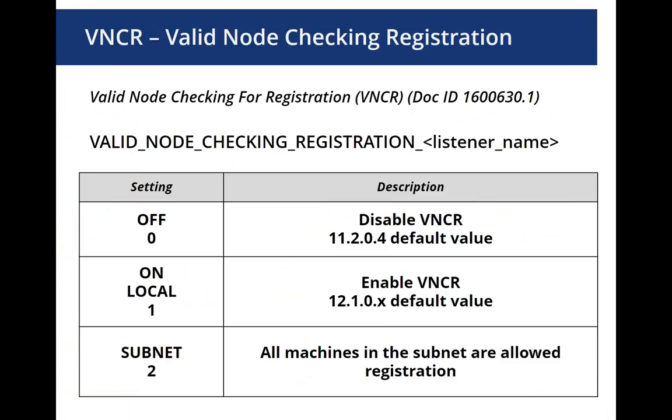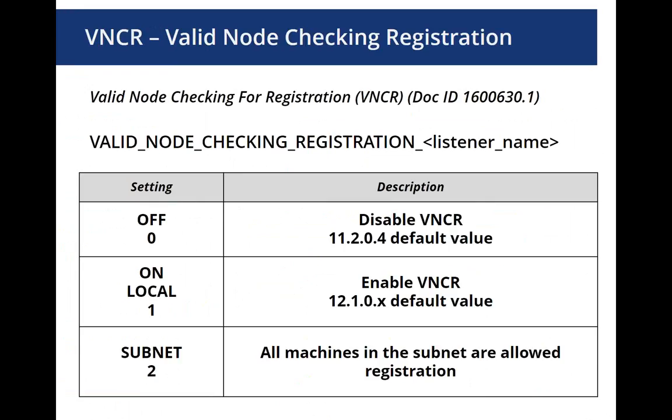So valid node checking, I've included the Metalink note here. A new option has been added to the listener.ora file, and again, this is starting with 11.2.0.4 only. You basically add in VALID_NODE_CHECKING_REGISTRATION, and you add in the listener name at the end, just like a lot of the other listener.ora parameters. And there's a couple of different settings.